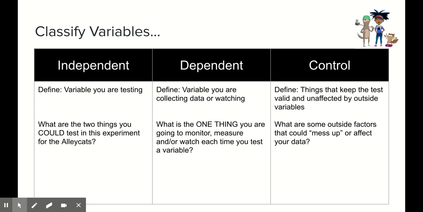So here are the variables that we're going to be focusing on. If you did the practice activities before Christmas break, these might look familiar. Take a moment in class or pause the video to go over these three types of variables to see how they fit into this presentation and in your lab that you're going to be doing.